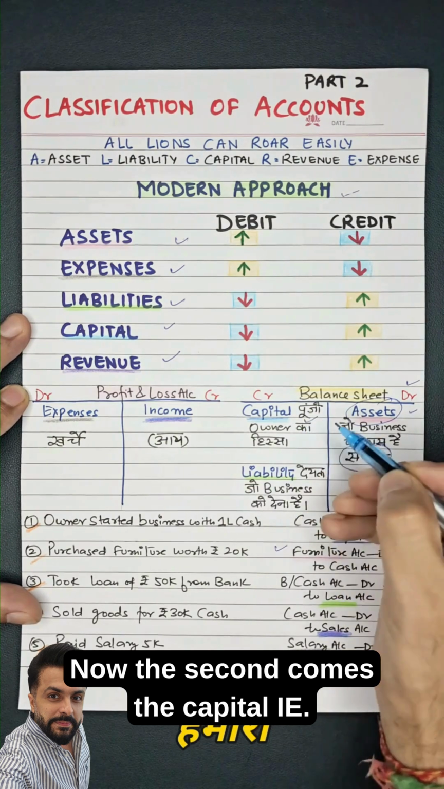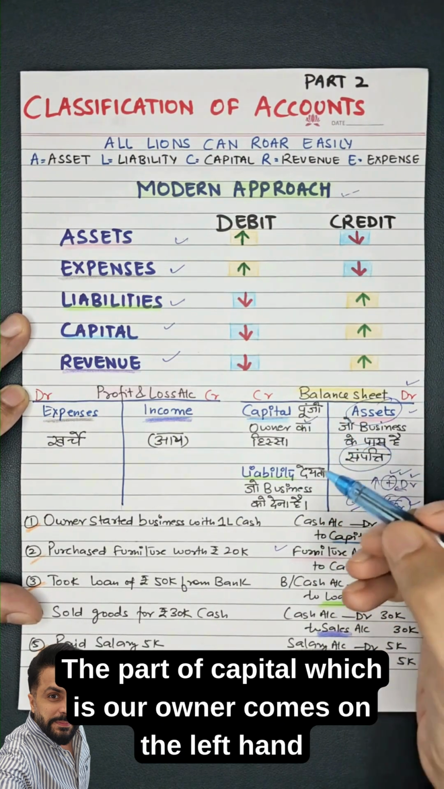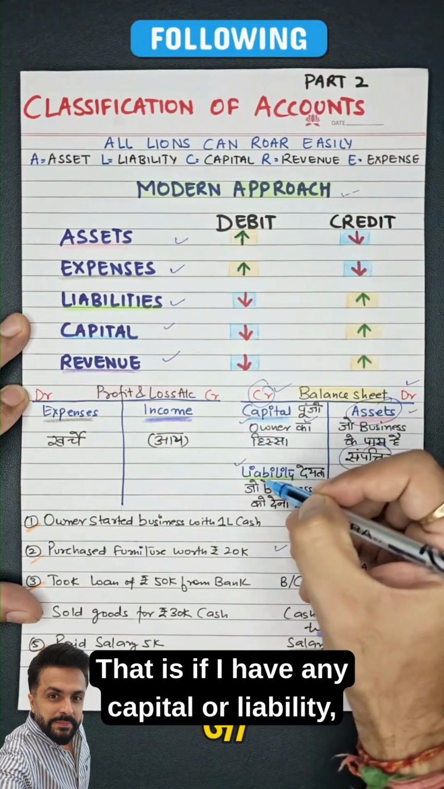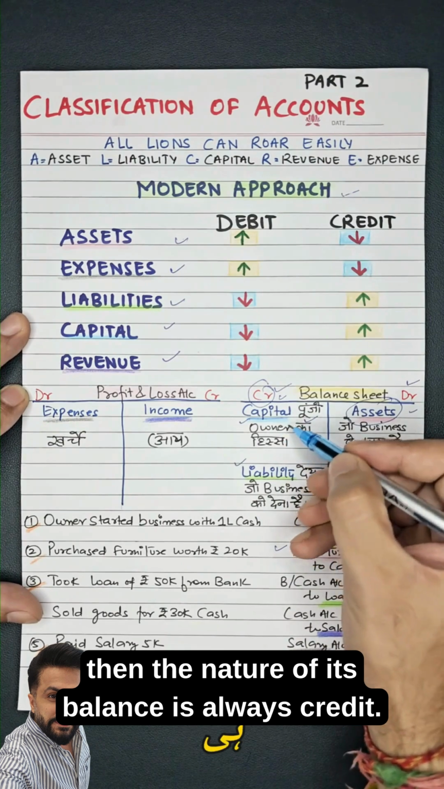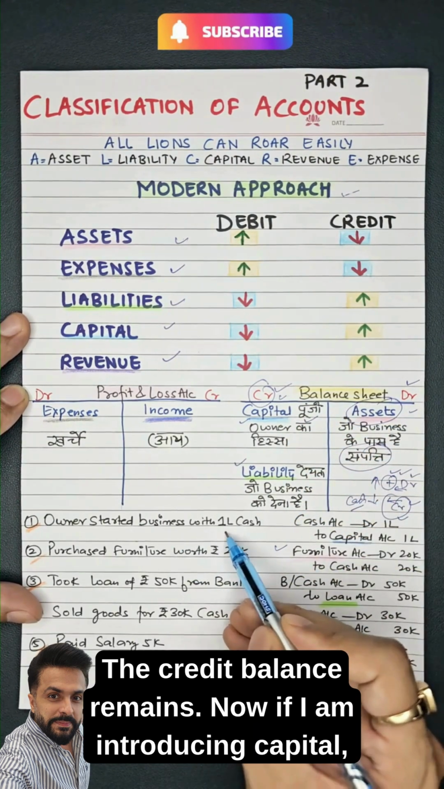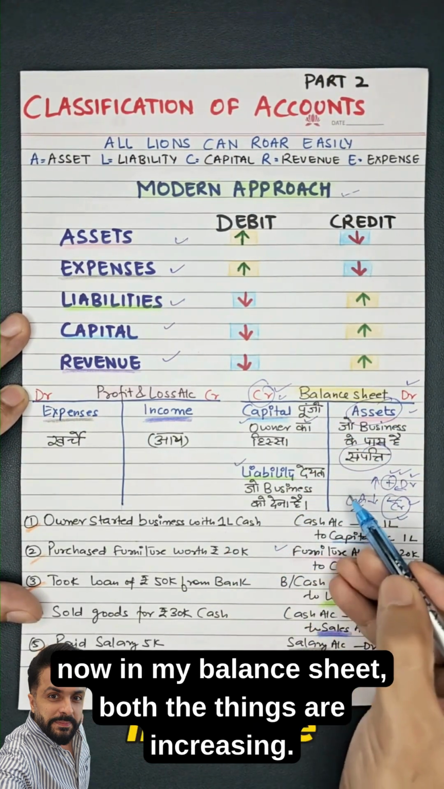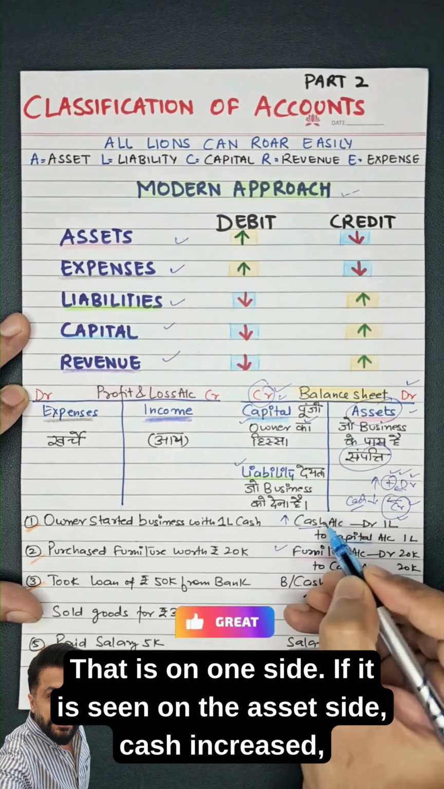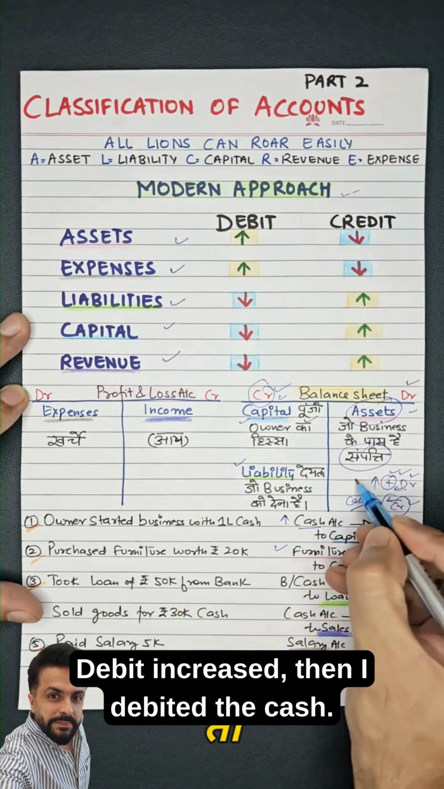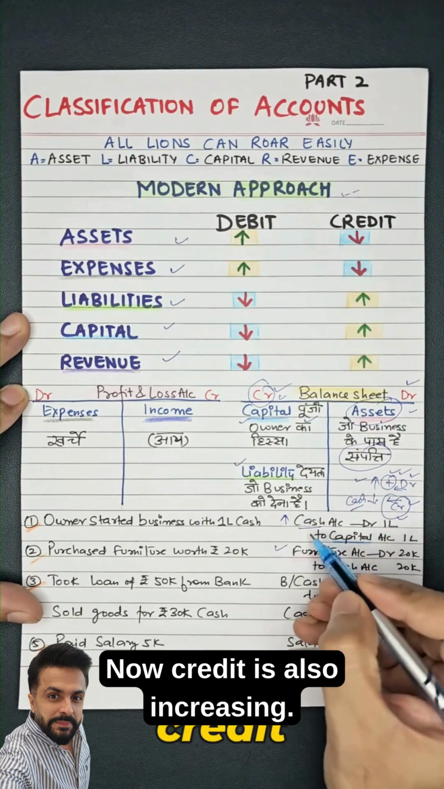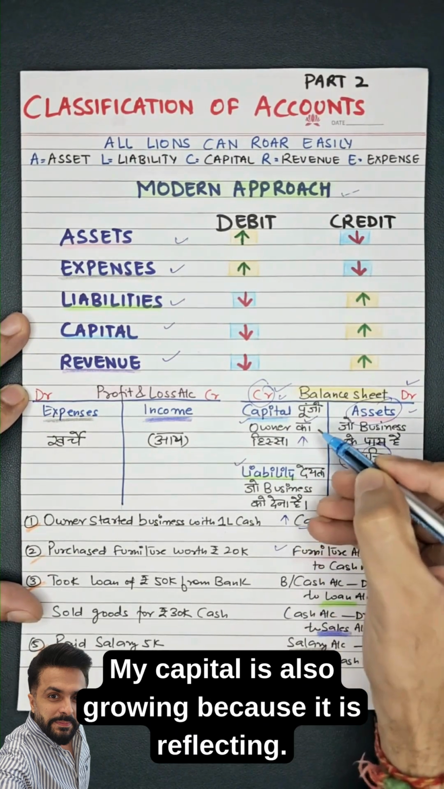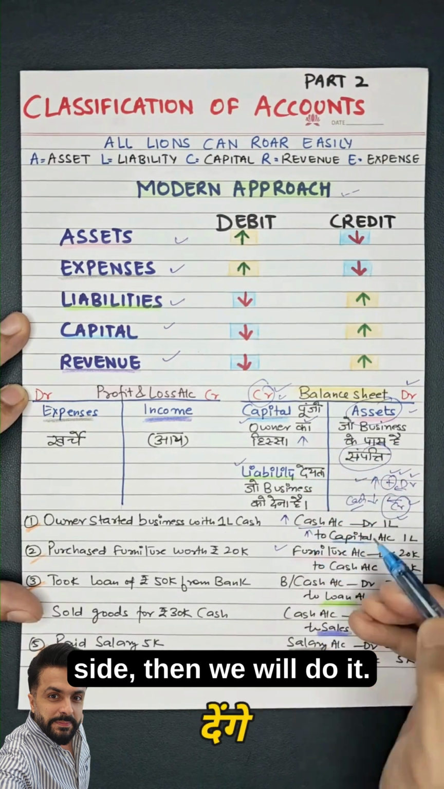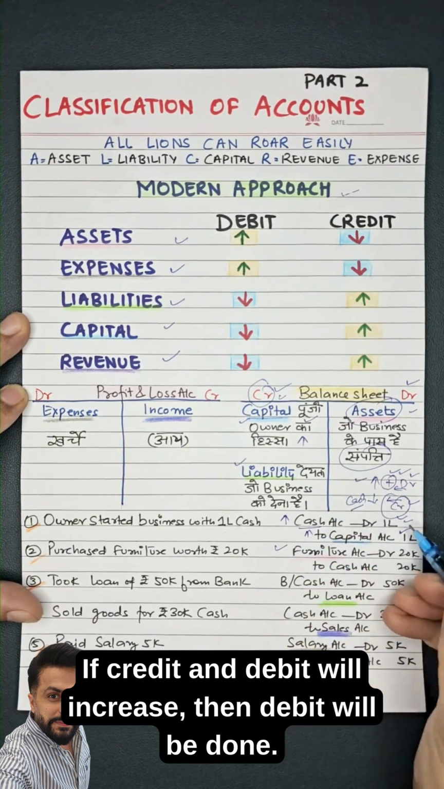Now the second comes capital, i.e. the part of the capital which is our owner's, which comes on the left hand side of the balance sheet as the credit balance. That is, if I have any capital or liability, then the nature of its balance is always credit. Now, if I am introducing capital, both things are increasing in my balance sheet. On the asset side, cash increased, I brought cash inside the business, so I debited the cash. Now credit is also increasing. My capital is also growing because it is reflecting on the liability side, on the left side, so we will credit it.